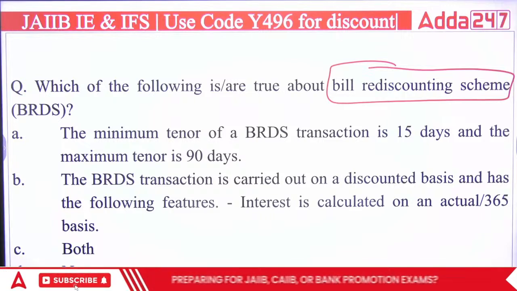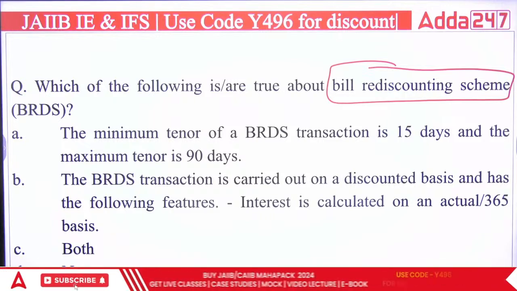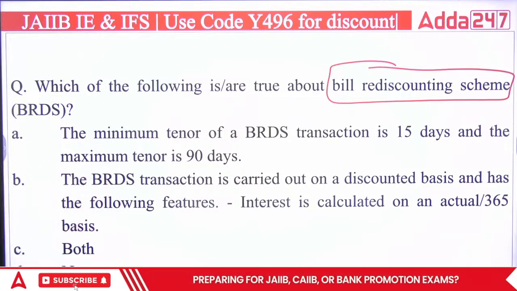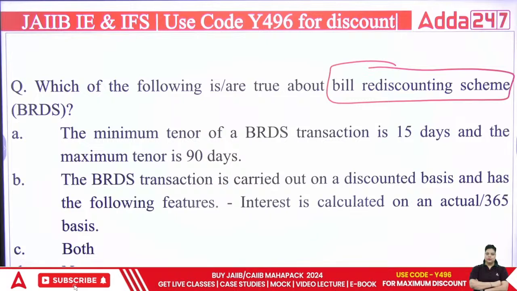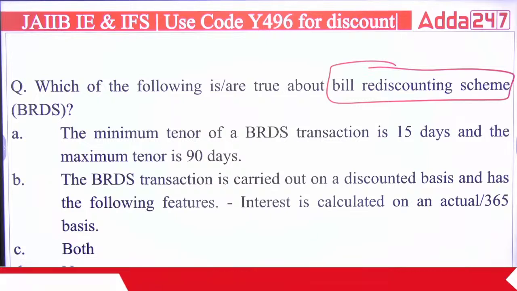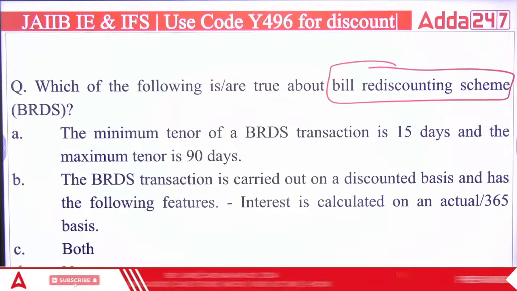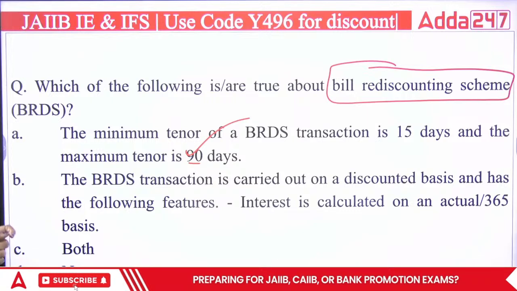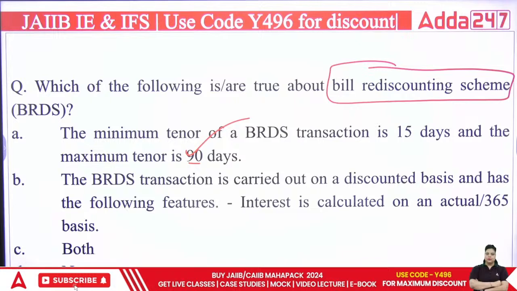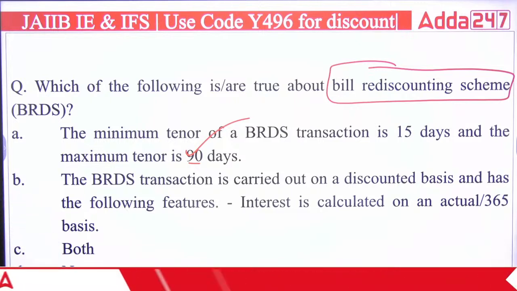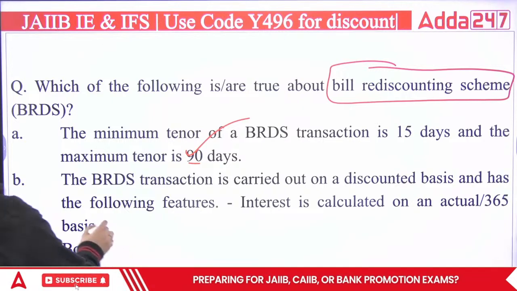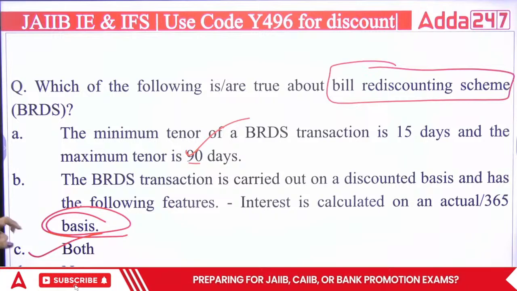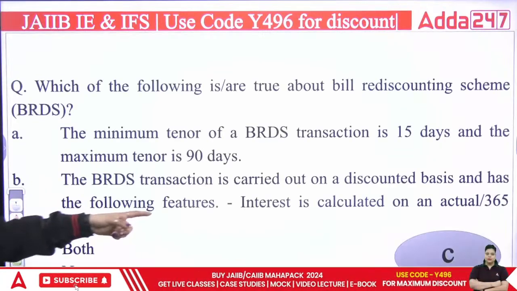The first is talking about the minimum tenure of the bill rediscounting scheme being 15 days and maximum being 90 days. The second is saying the BRDS transaction is carried out on a discounted basis and has the following feature: interest calculated on actual 365 days basis. Next is C, both, and the fourth is none of the above. So which of the following is true? Actually its duration is 15 days to 90 days, so this is true. Now the second statement, that the BRDS transaction is carried out on a discounted basis, is also true, and it has the feature that interest will be calculated on actual 365 days basis. It means both are correct statements here. Both statements are correct about BRDS, so the right answer will be C, both.